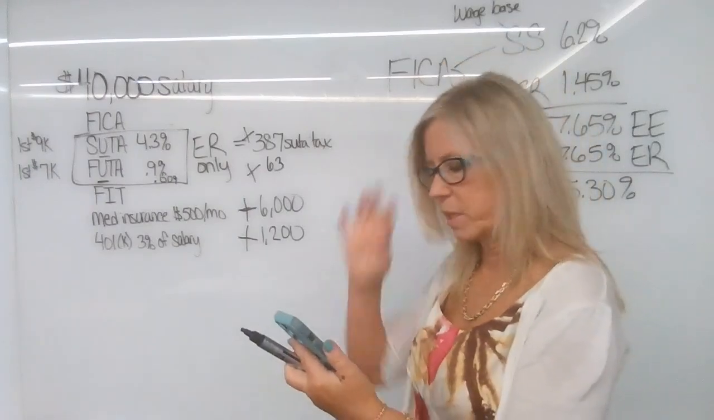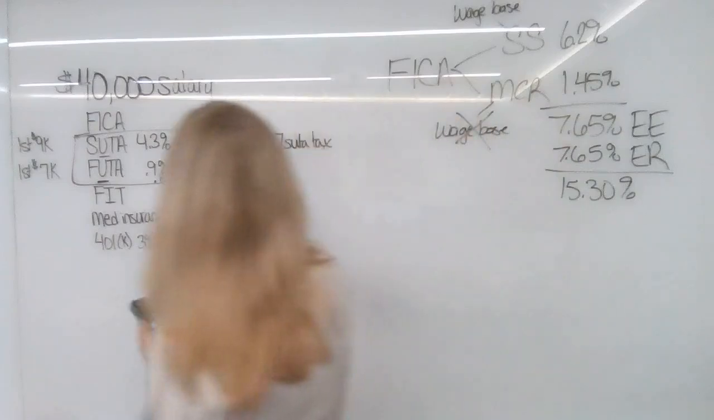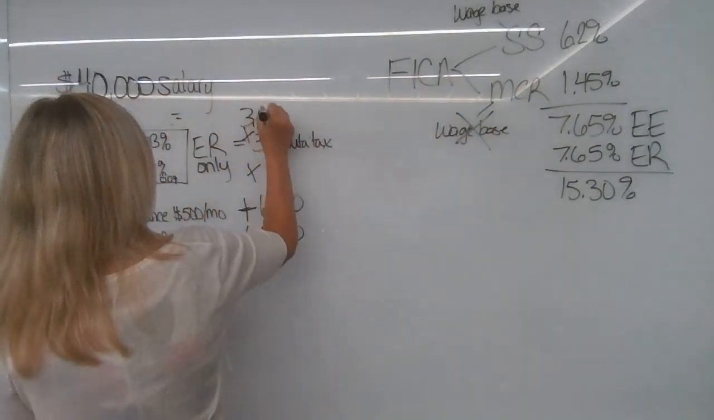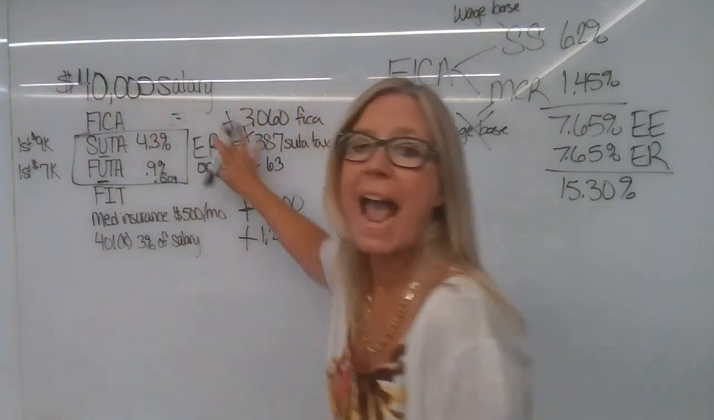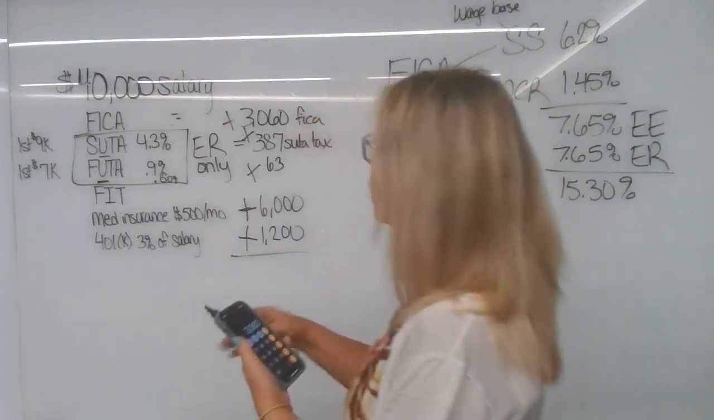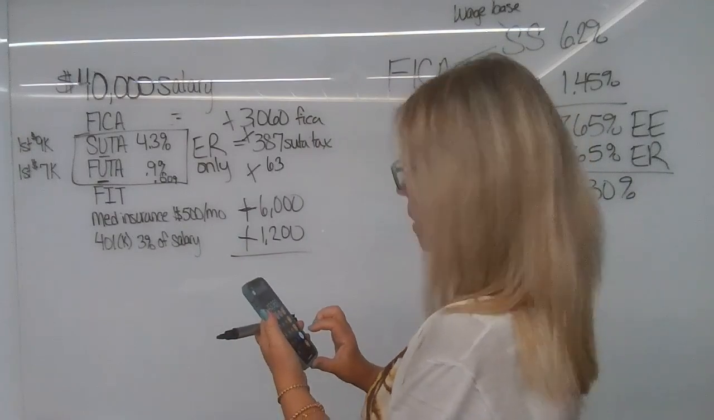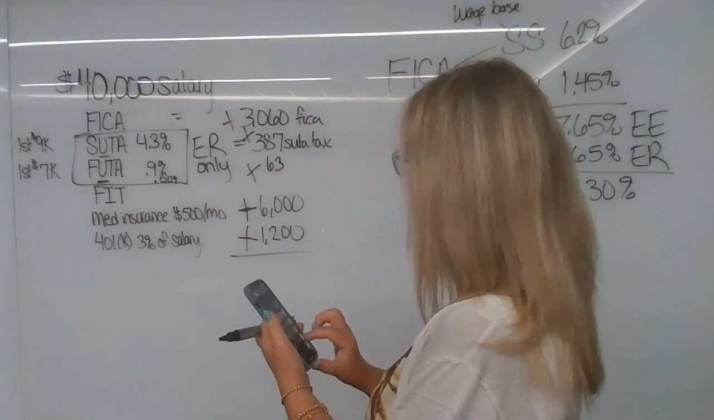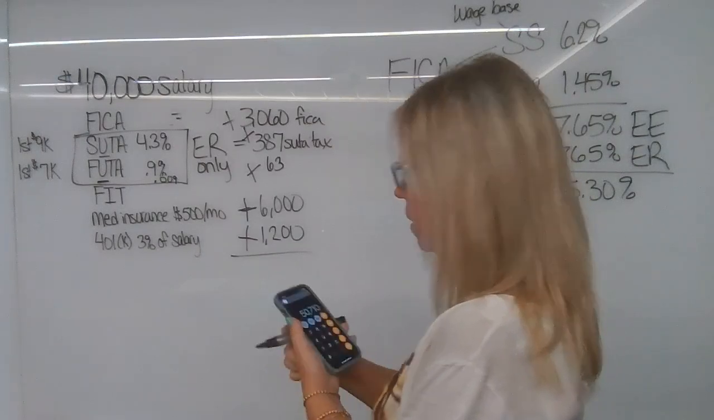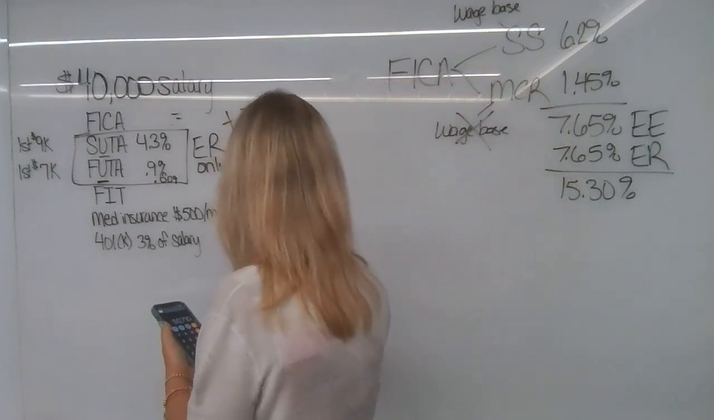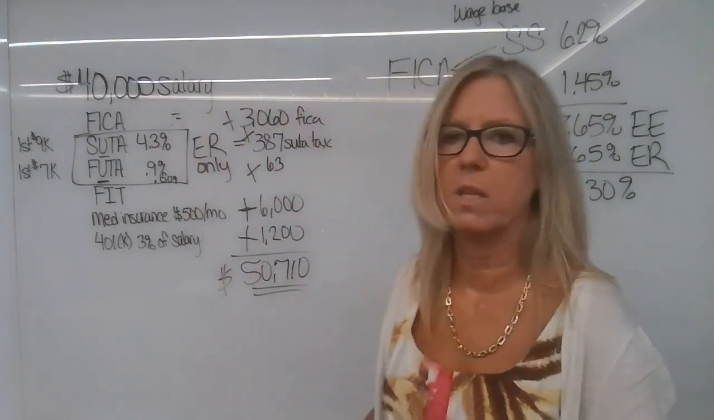In this example, I'm just going to say 40,000 times 7.65%, because they did not go over the wage base. So I have to add all these things together. I'm going to do that real quick. 3,060 plus 40,000 plus 387 plus 63 plus 6,000 plus 1,200. $50,710. Okay, stop. I want you to listen and pay attention to this.